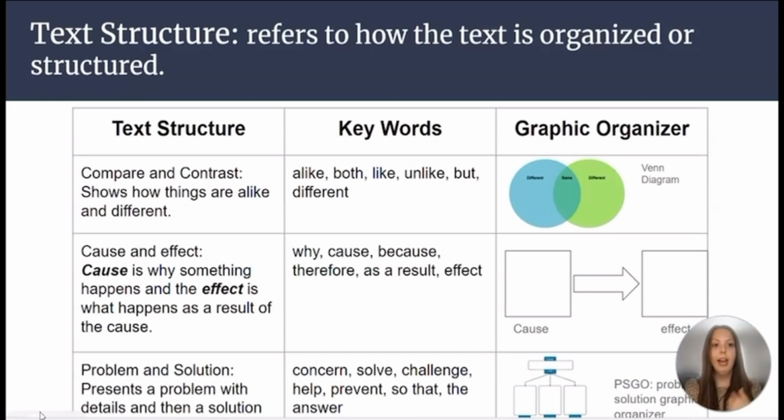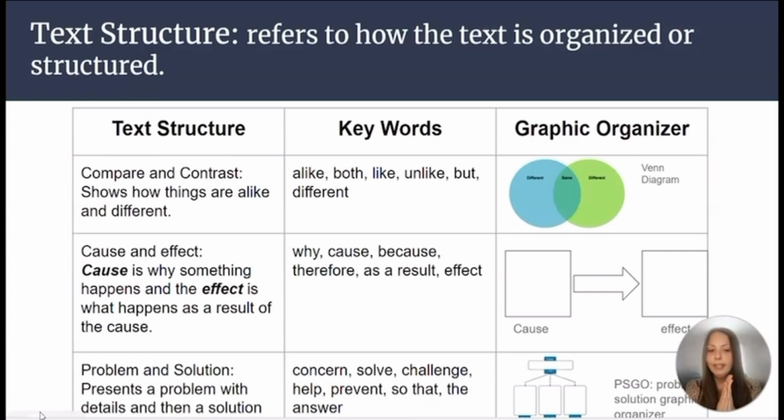The very first one that we have is compare and contrast. What those are, they show how two things are alike and how they are different. Some of the key words are alike, both, like, unlike, but, and different. And over there under the graphic organizer is a Venn diagram. So one side is how they are different, and on the other side is how the other thing is different. And in the middle is how the two things are kind of alike and how they both have similar interests.